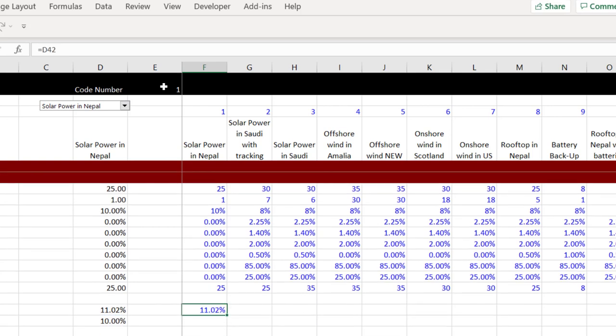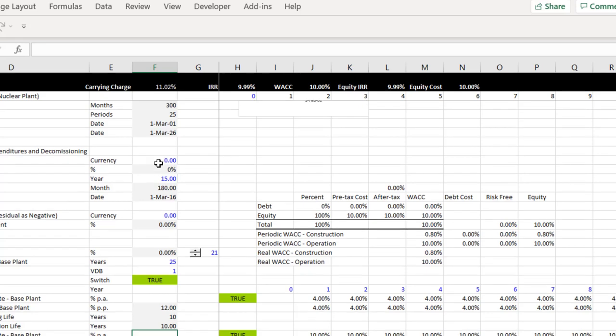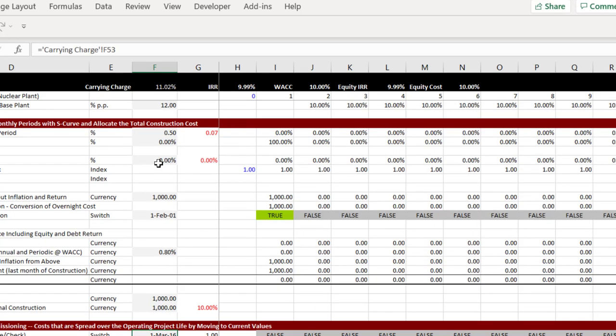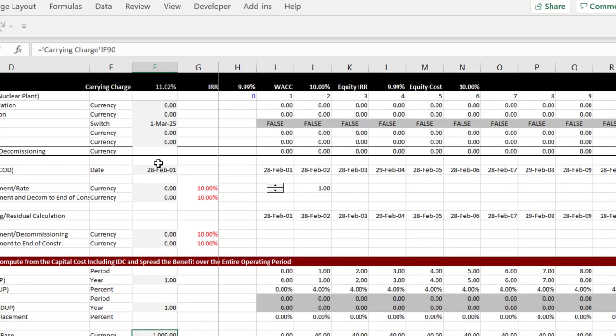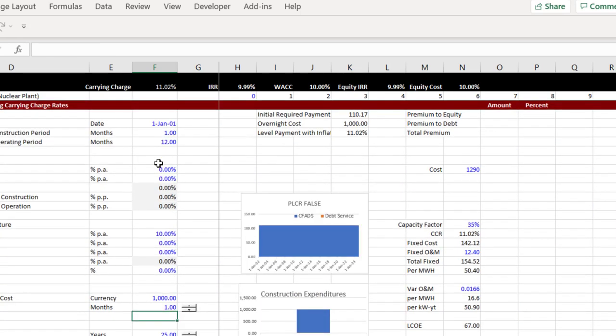Okay. Now, this carrying charge model incorporates your whole project finance modeling analysis, and I've talked about it before, so if I'm redundant, I'm sorry, but I'm going to be a little different this time.